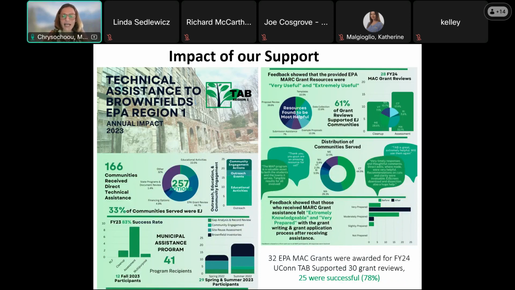So this is my last slide, and it essentially tells you that we have had a lot of success with our grants last year. Out of the 32 grants that were awarded for fiscal year 24, we supported 30 grant reviews in our municipal assistance programs, and 25 of those were successful. So our success rate was 78%. The previous year was similar, around 80%. So we really put in a lot of time and effort to help you be successful.